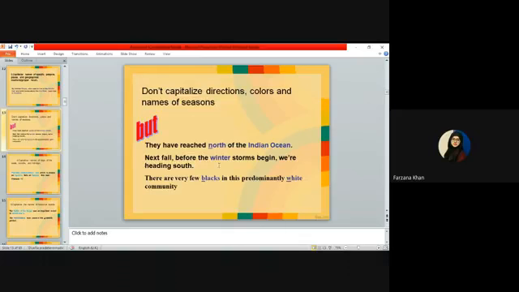Again, next: fall, before the winter storms begin, we are heading south. So here you can see south is a direction, so no need to capitalize. Similarly, winter is the name of a season. That's why don't capitalize the first letter of a season. Similarly, in another example, you can see black and white. The names of the colors have not been capitalized. So don't capitalize the names of directions, colors, and seasons.